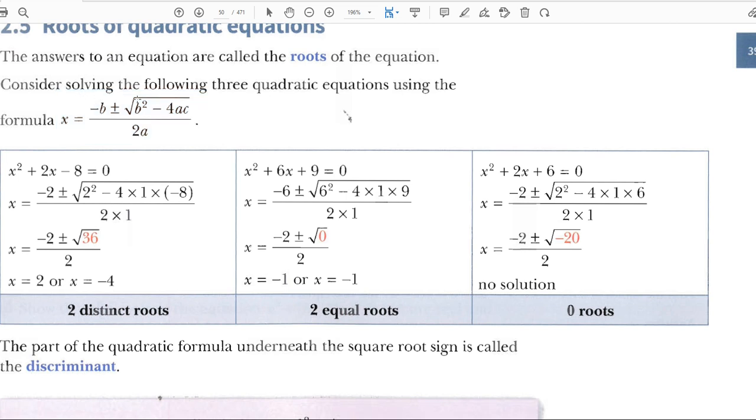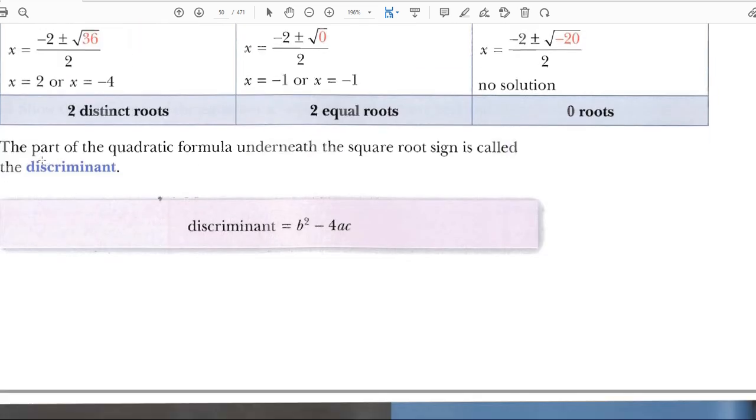Students, this part which is under the square root, b square minus 4ac, is very important, and the name of this part is called the discriminant. You can see this blue word, discriminant. Whenever we use the word discriminant, it means b square minus 4ac, where b is the coefficient of x, a is the coefficient of x square, and c is the constant in the quadratic equation.